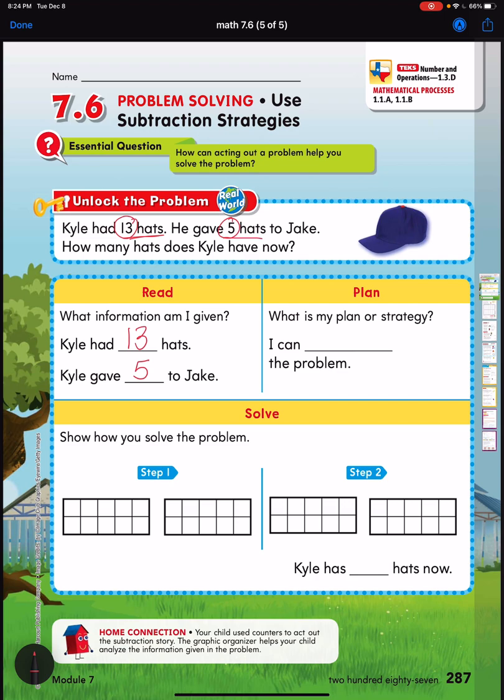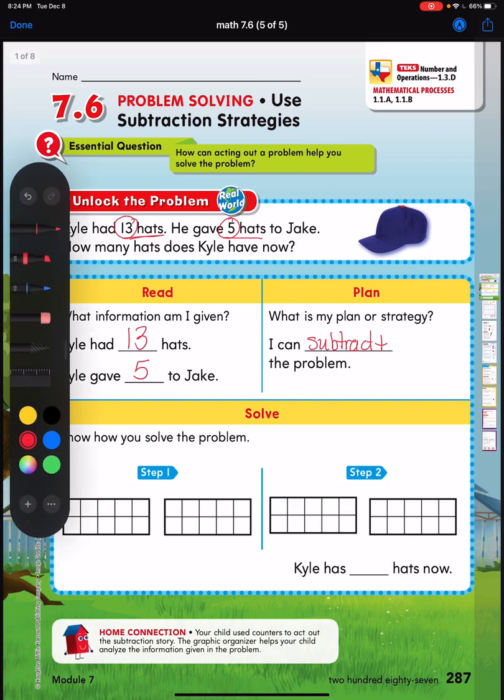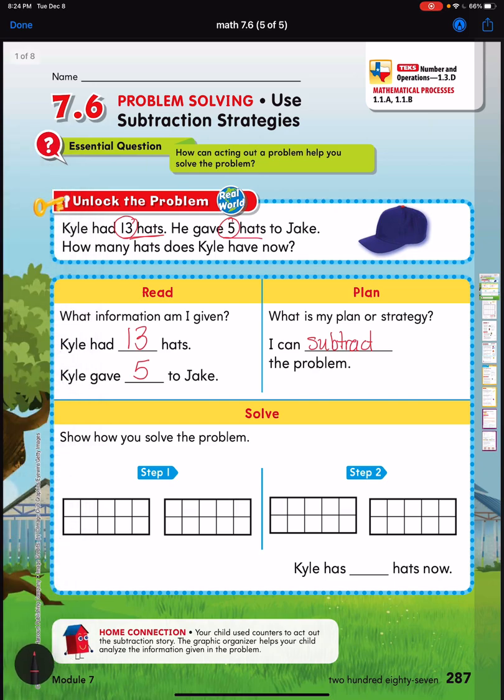So what is my plan or my strategy? I know that I can subtract to make 10 to solve the problem. I'm just going to put subtract there since I don't have a whole lot of room. So we're going to stick with that. We know we're subtracting. So let's do what we did yesterday. Show how you solve the problem.